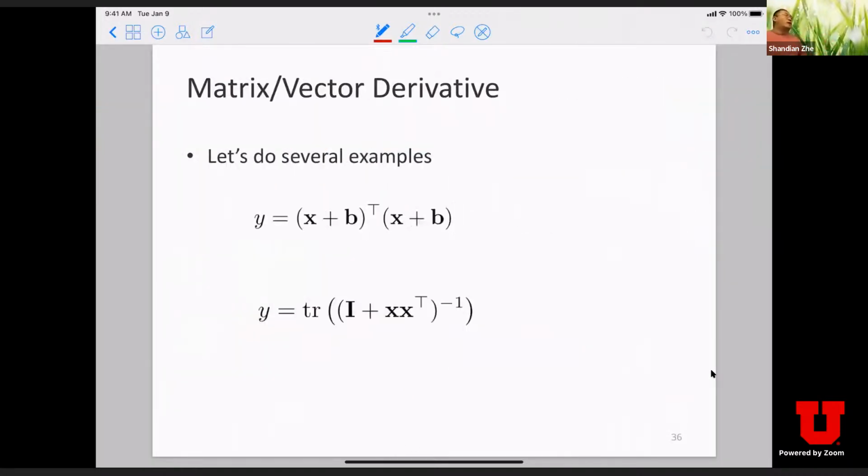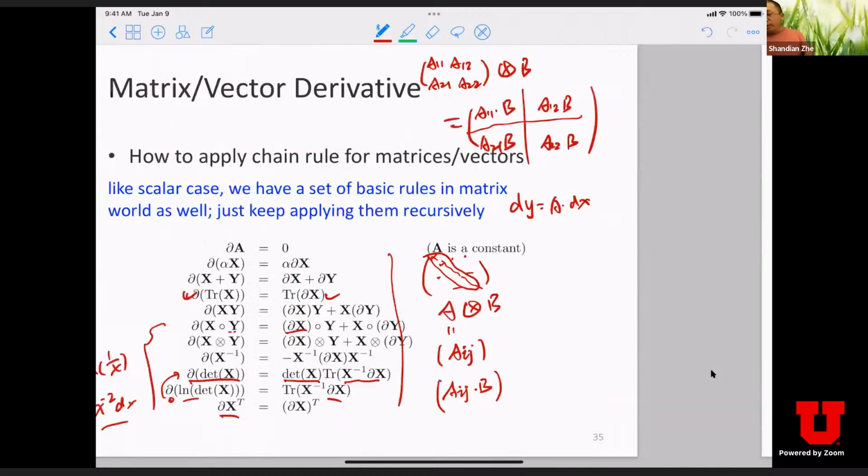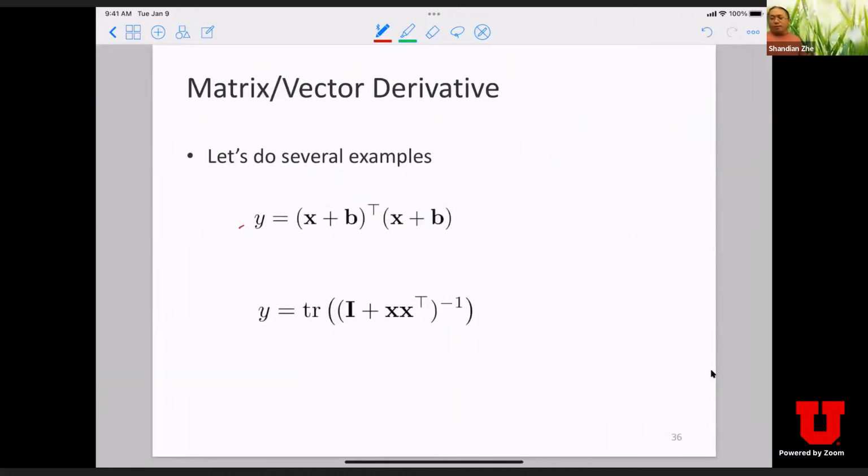So next, I'm going to use two concrete examples to showcase how we apply those rules to get matrix-vector derivatives. The first one is a scalar function. So y is a scalar. Why can we say it's a scalar?